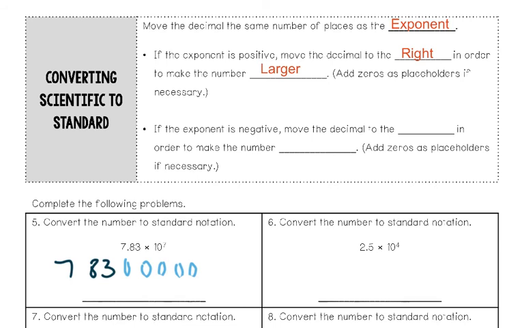We always put commas after every 3 zeros. We start from the right to the left. After 3 zeros or 3 numbers, we put a comma. So this number would be 78,300,000. And that's it. You're done.